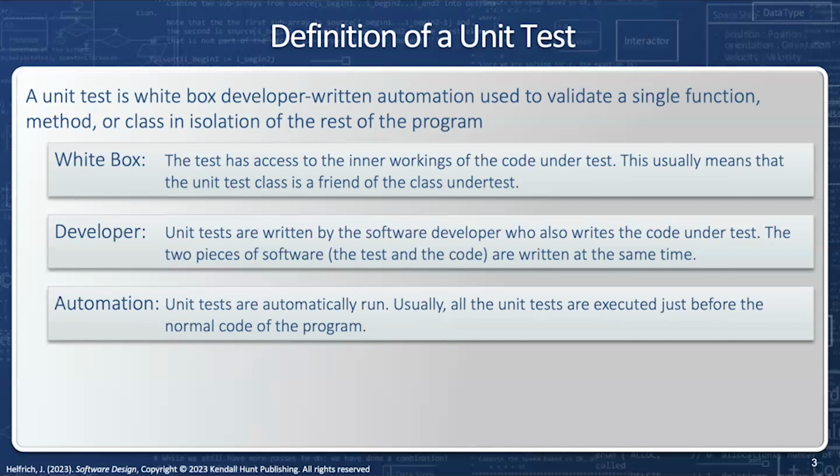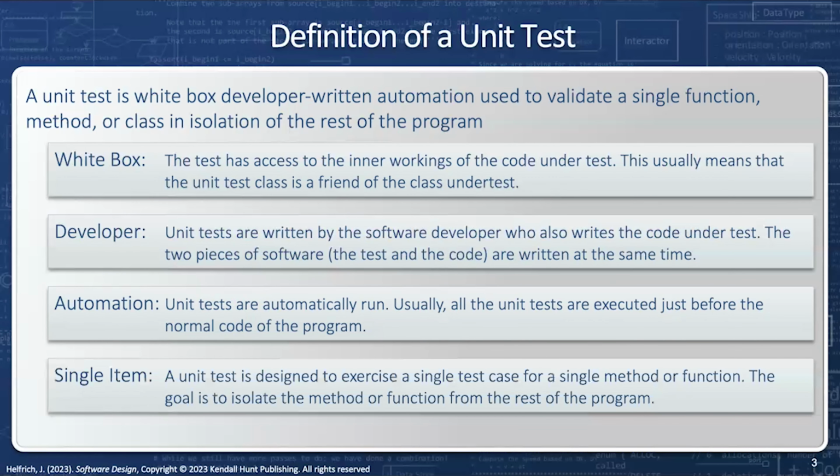We don't manually test it. We just hit run, and then boom, all the tests pass. Usually all the unit tests are executed just before the normal code of the program. In other words, we hit run, all the unit tests pass, and then the program continues as expected. And this gives a programmer assurances that the base level functionality is met long before we actually exercise the code.